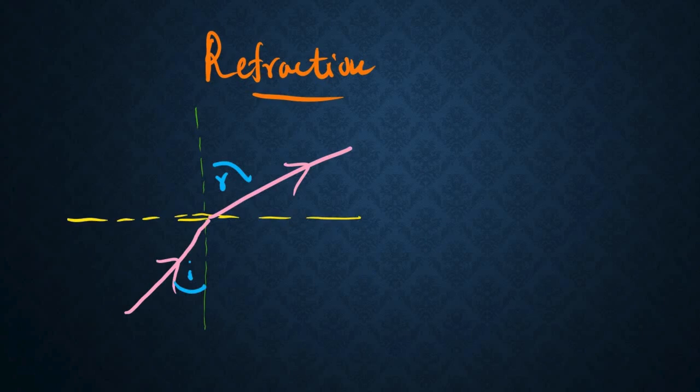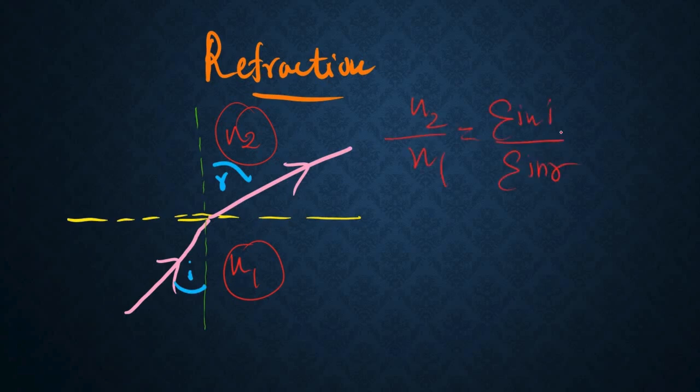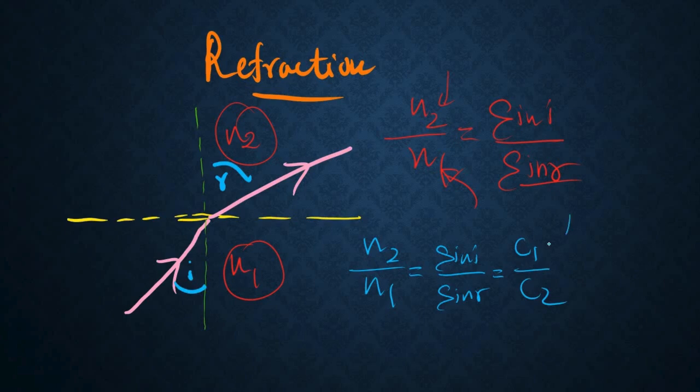In refraction, let's take this as the first medium and this as the second medium. The refractive index n2 over n1 equals sine i over sine r. You should know what sine i and sine r are, and of course n2 is the second medium, n1 is the first medium. Connecting all these, we have n2 over n1 equals sine i over sine r and c1 over c2. Here c1 is the velocity of light in the first medium and c2 is the velocity of light in the second medium.